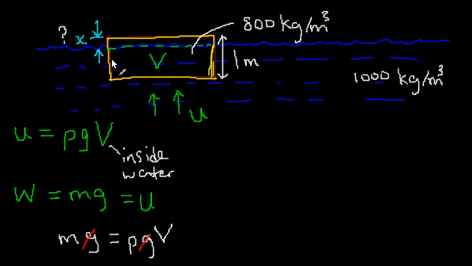Not of the water, at least not yet. So this is the volume of the water that we are talking about. Okay, so I'm going to put in some subscripts to make sure that we know what we are talking about. For the water, I'm going to call the density rho w for water. For the density of wood, I'll call it rho w for wood.